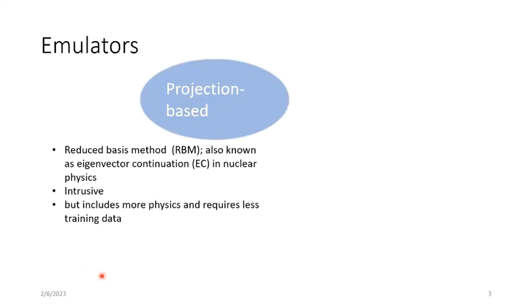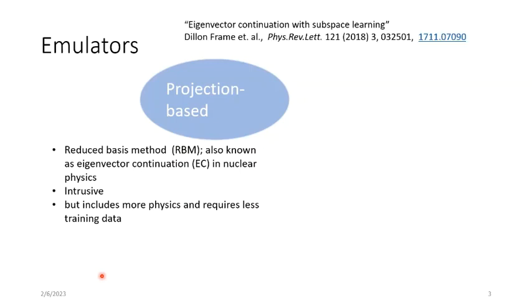As I mentioned, there are two main types, and we start with projection-based. The terminology Christian already mentioned at the beginning. One particular important method is called the reduced basis method. The funny thing is that in nuclear physics, we started paying attention to this type of idea really from a 2018 paper, I believe led by Dean Lee's group, called eigenvector continuation.